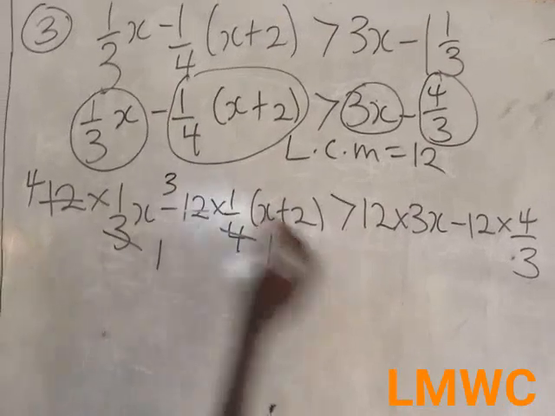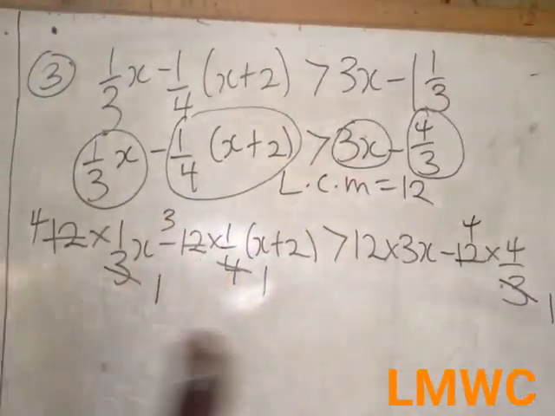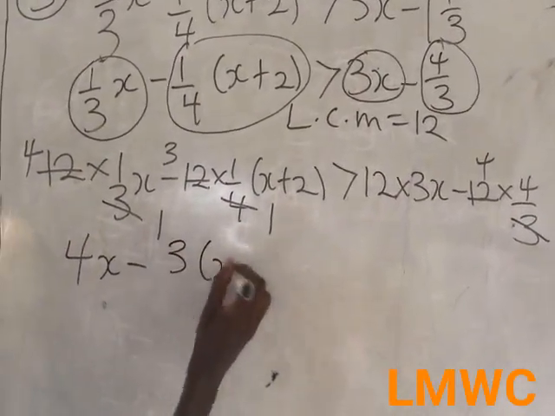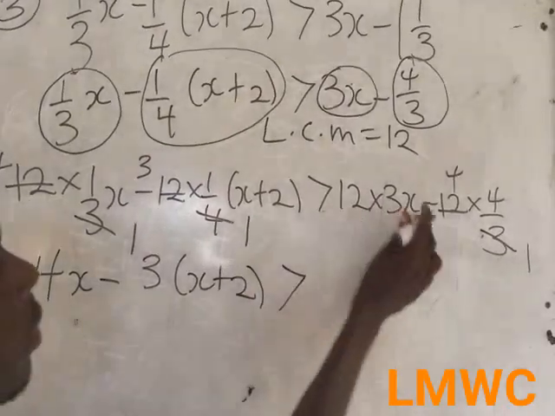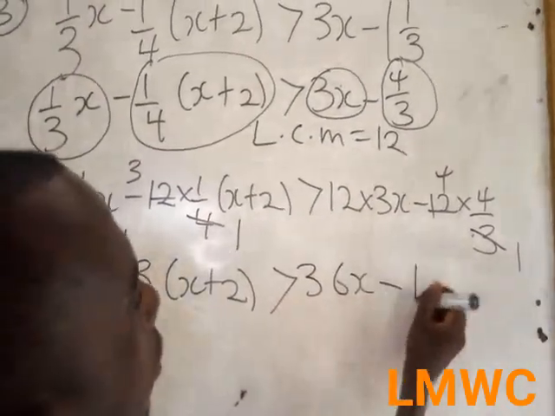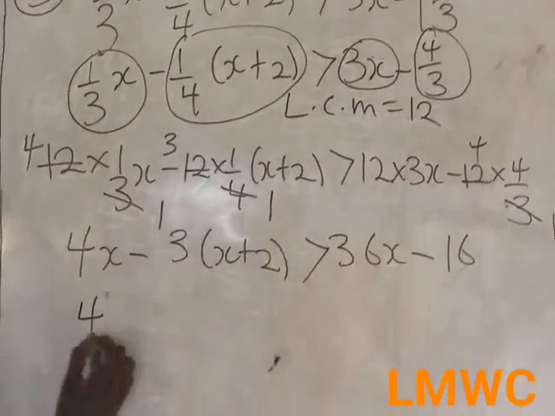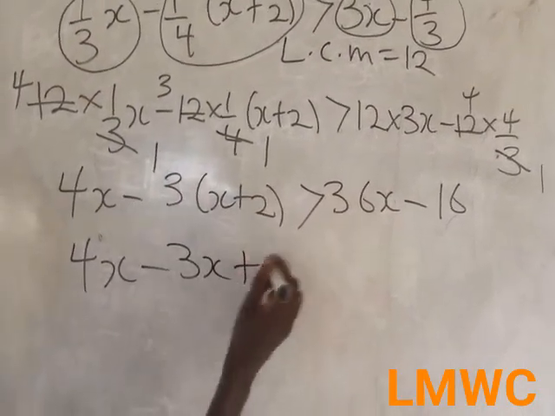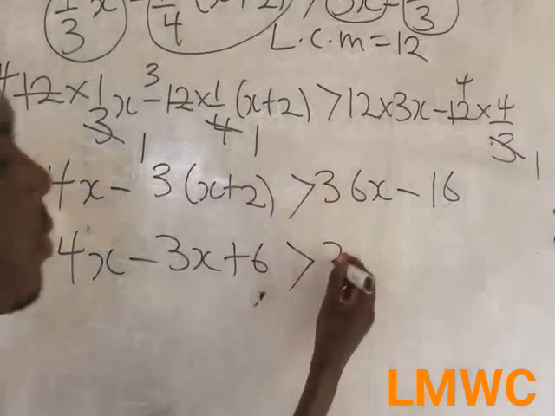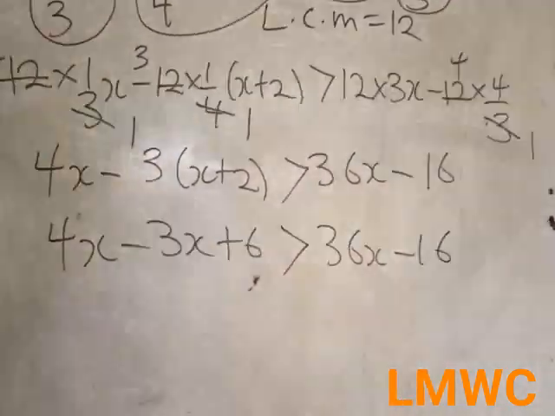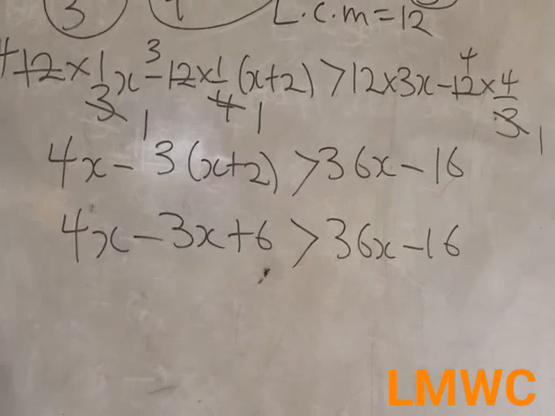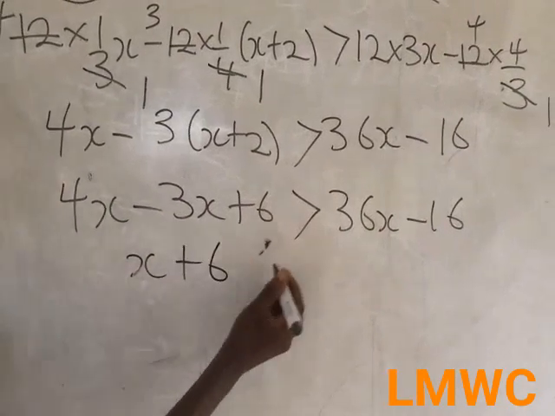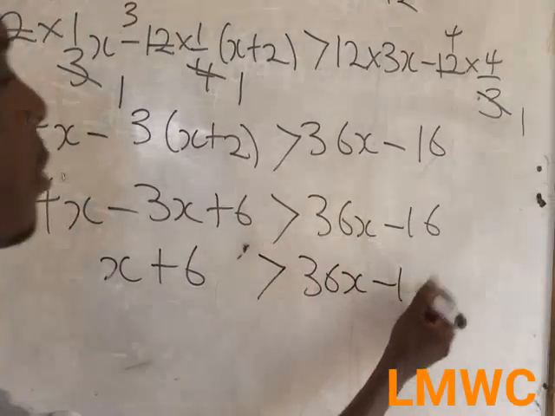So 4 times this, we have 4x minus 3(x plus 2) greater than 36x minus 16, because 4 times 4 is 16. Let us remove our bracket. 3 times x, 3x, 3 times 2, we have 6, greater than 36x minus 16. And as I say, always we add and subtract like terms. 4x minus 3x is x plus 6 is greater than 36x minus 16.